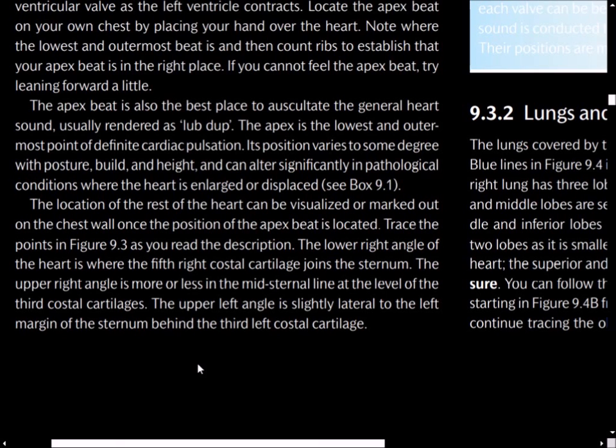The lower right angle of the heart is where the fifth right costal cartilage joins the sternum. The upper right angle is more or less in the mid-sternal line at the level of the third costal cartilage. The upper left angle is slightly lateral to the left margin of the sternum, behind the third left costal cartilage.